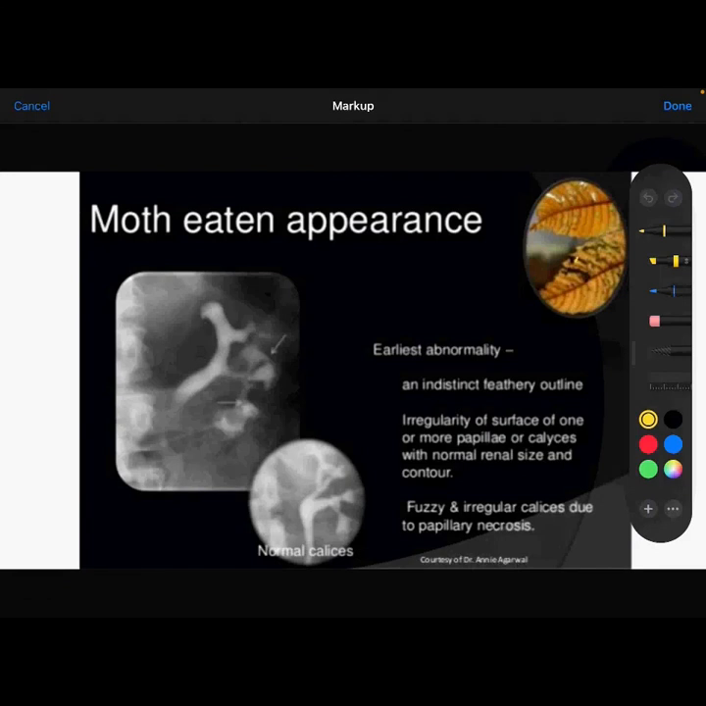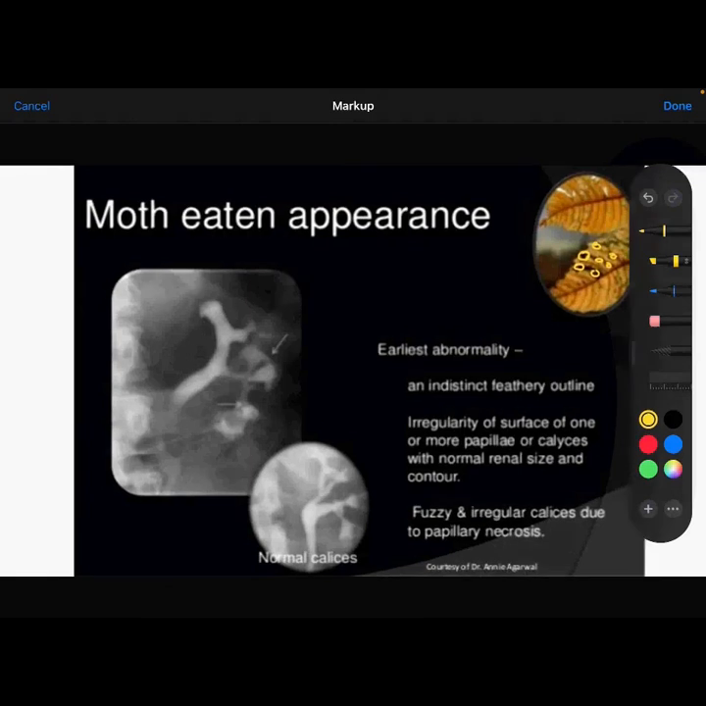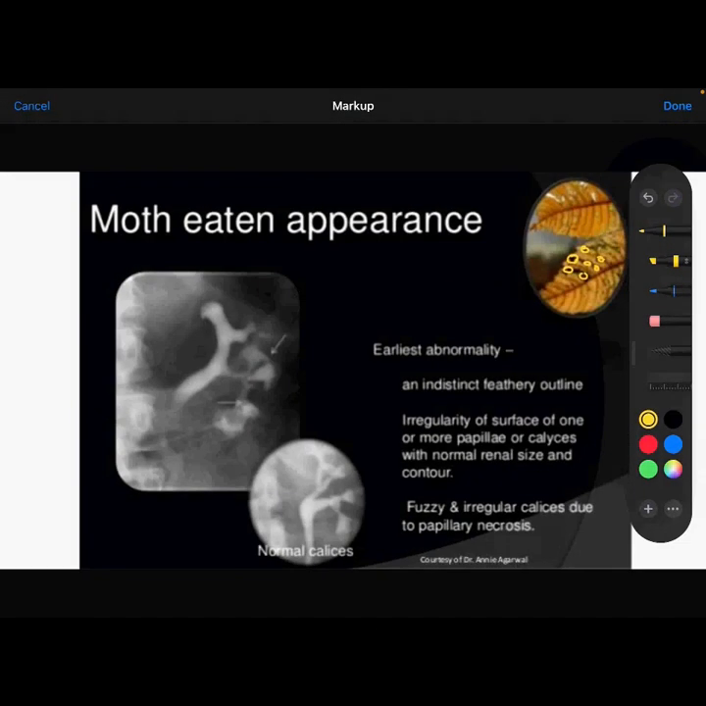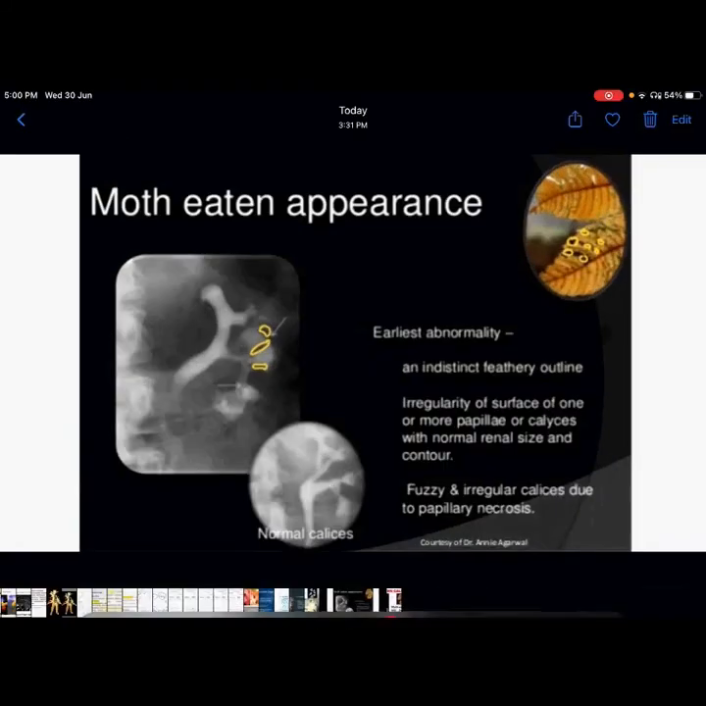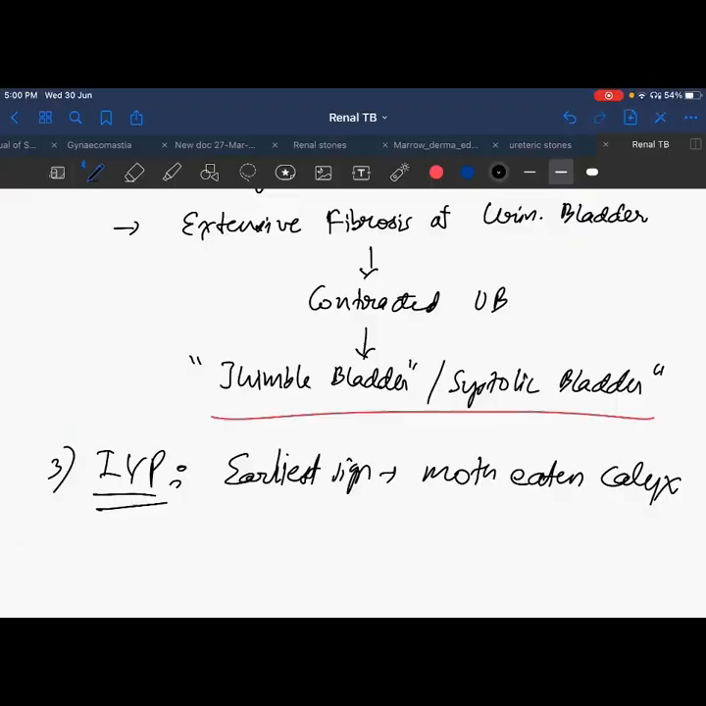You can see in this, if a moth eats some leaves of a twig, it will appear like this. Some parts will go missing. Similarly here, if you can see very clearly, it's not very visible, but still, this part is gone. Here it is gone. Here some part is gone. It appears as if the calyx is eaten by moth. That's why its appearance is known as moth-eaten appearance.